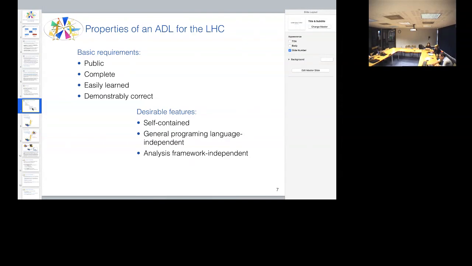Other desirable features are that it should be self-contained, it should be independent of some underlying programming language, because languages change, right? We used to work with Fortran, and now we're with C++, and who knows what's going to be the language of the field 20 years hence. And it should be independent of any particular analysis framework, and I'll get to that point a bit later.